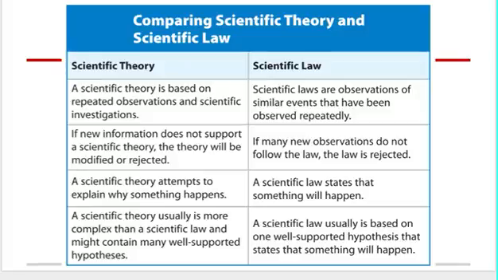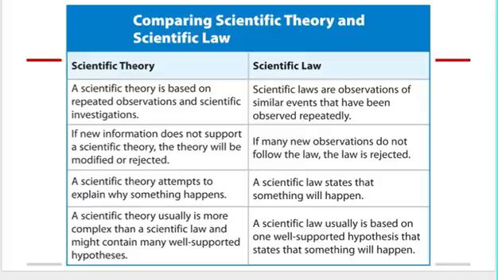Scientific theory. A scientific theory is based on repeated observations and scientific investigations. If new information does not support the scientific theory, the theory will be modified or rejected. A scientific theory attempts to explain why something happens. A scientific theory usually is more complex than a scientific law and might contain many well-supported hypotheses.